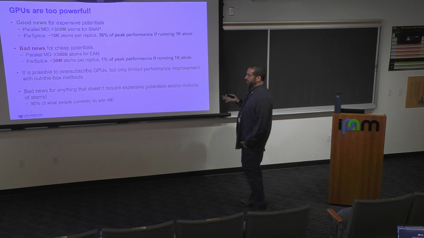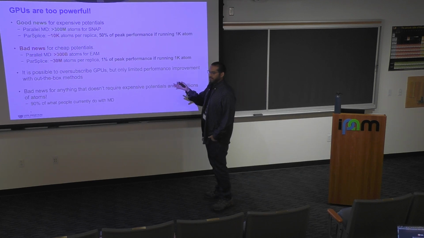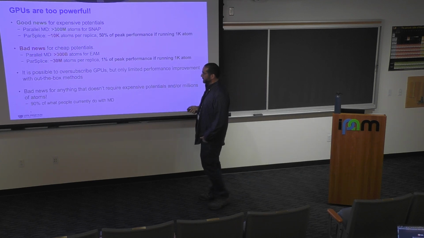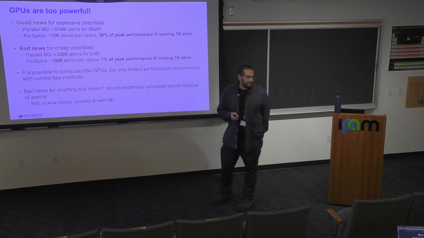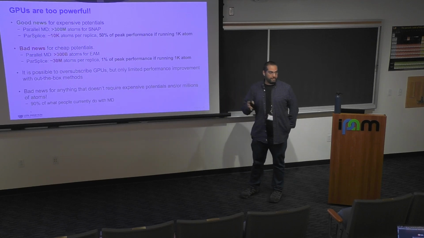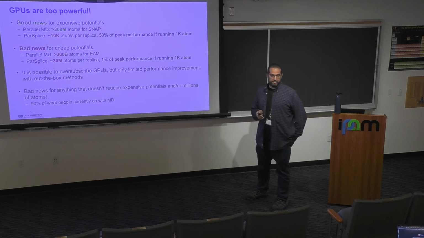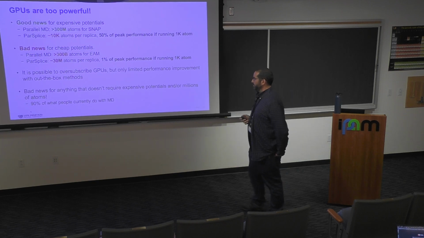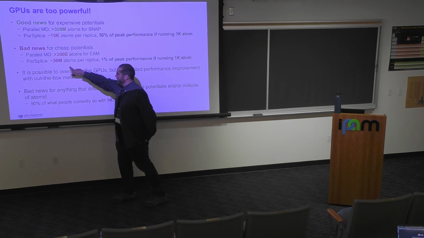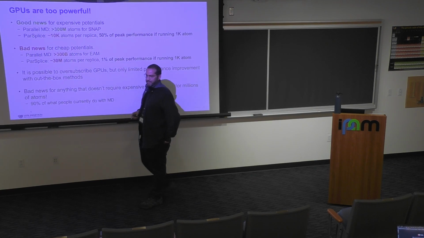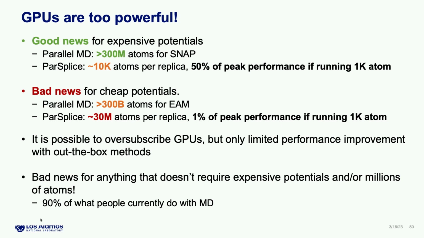But now if I want to run really long time scales, so I'm moving to a cheap potential, now if you do parallel MD, you're going to need close to 1 trillion atoms to get the machine busy. Okay, so some people need trillions of atoms, but I would argue that there's not so many of us that need trillion atom simulations. But this is the really bad news for me, right? If I need 30 million atoms per replica to do ParSplice, I just told you that we don't scale well with size. So this doesn't look so good.